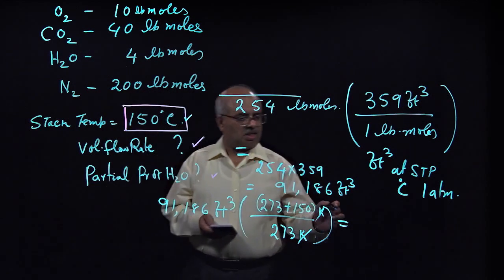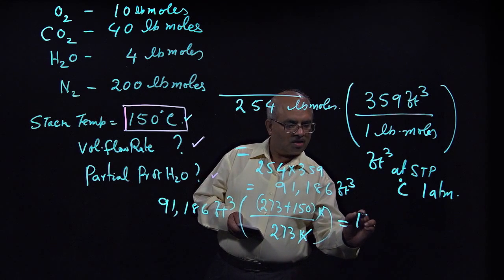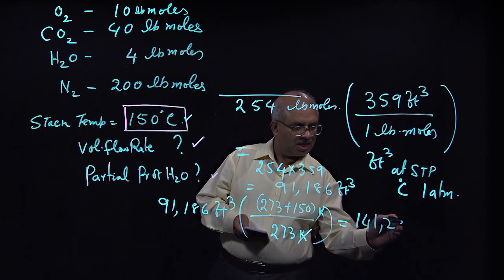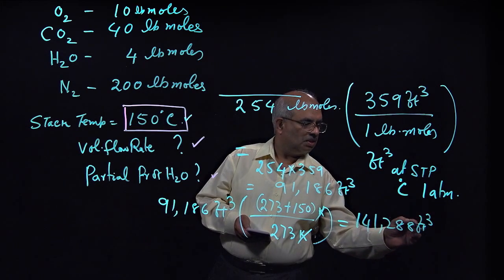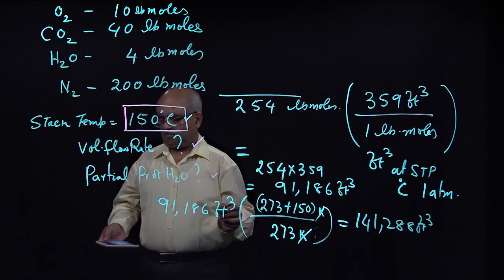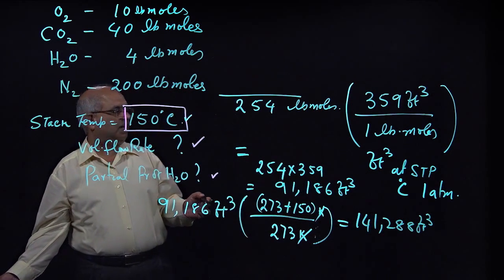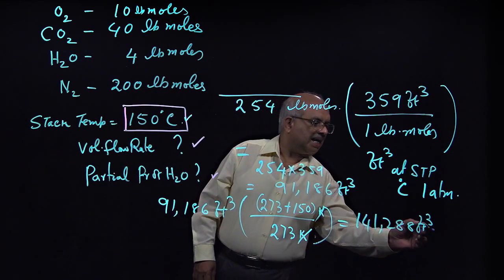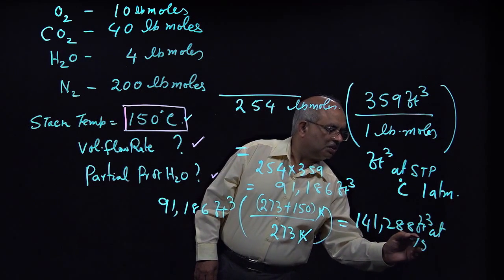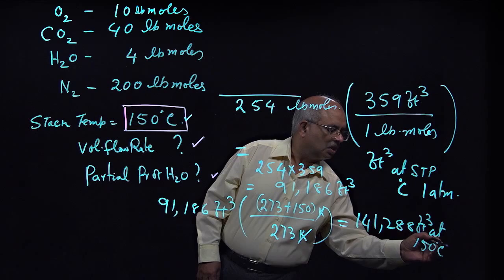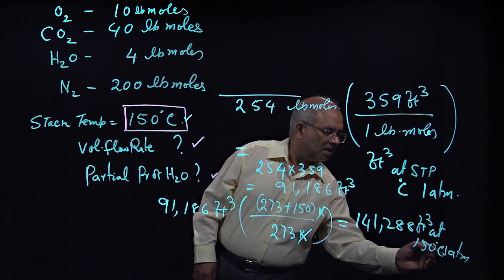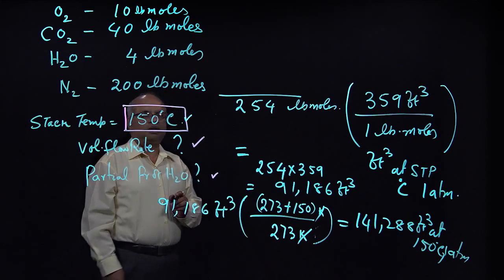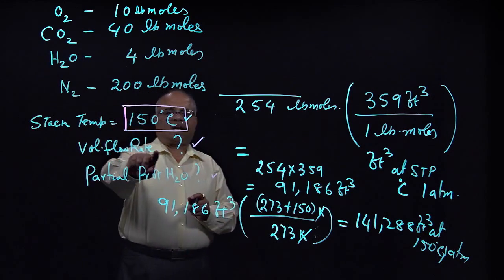So the volume comes out to be 141,288 cubic feet. This is the flow rate. This is the volume that is flowing out at 150 degrees Celsius and 1 atmosphere pressure. So that is what we are after.